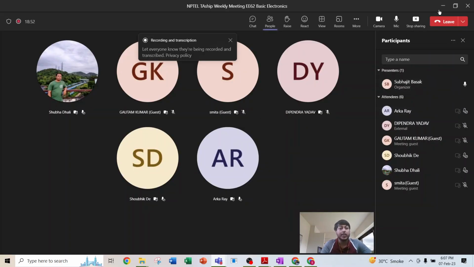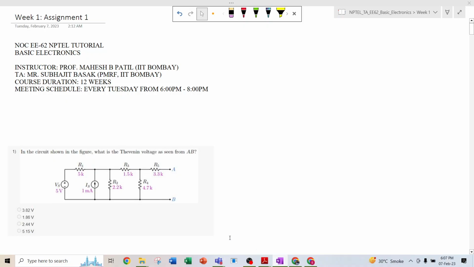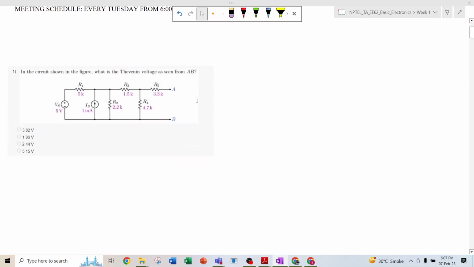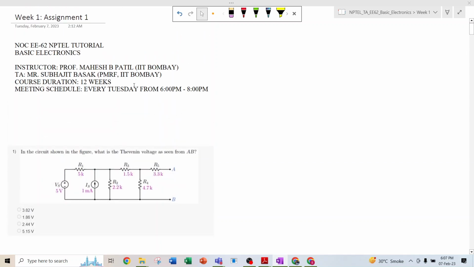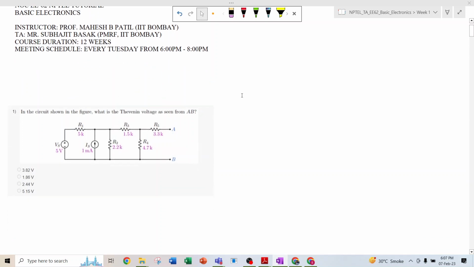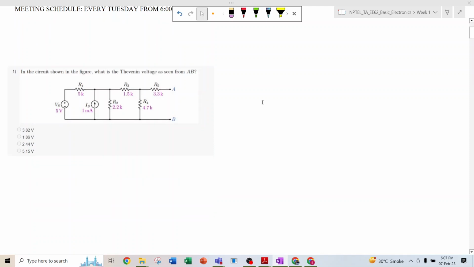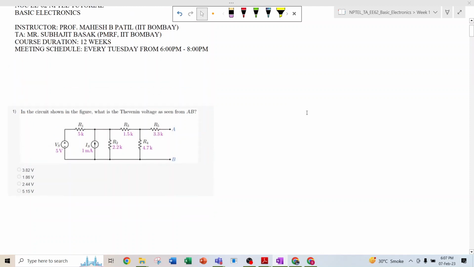So basically, I will start solving this problem. This is the week one assignment one. This is not the current year assignment, rather it is the previous year assignment. So we have picked up all the assignment one problems related to that, and we will try to solve each of the questions of the assignments.